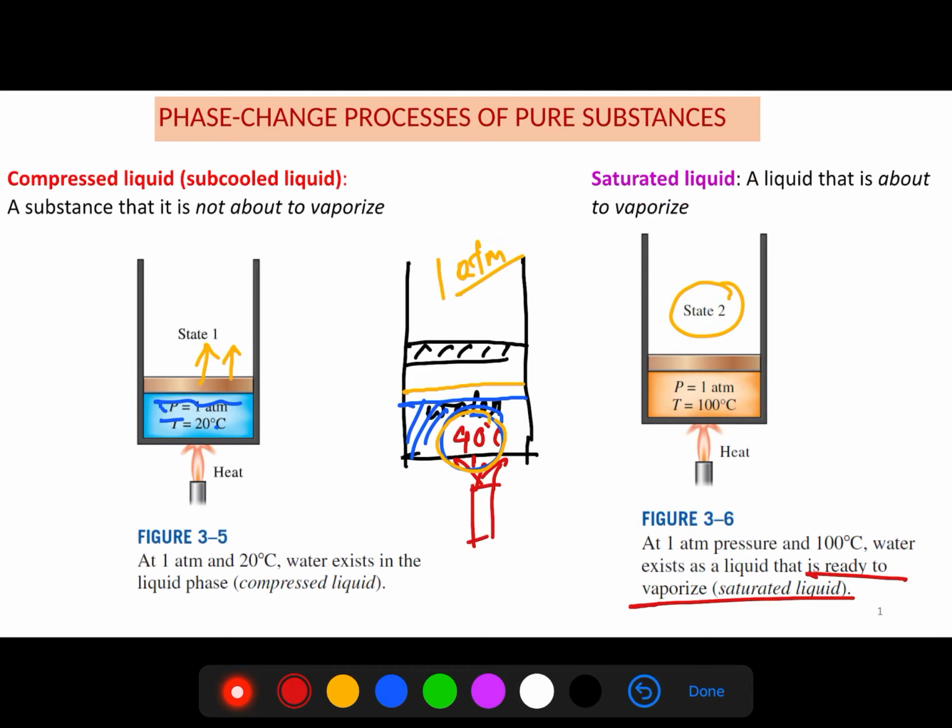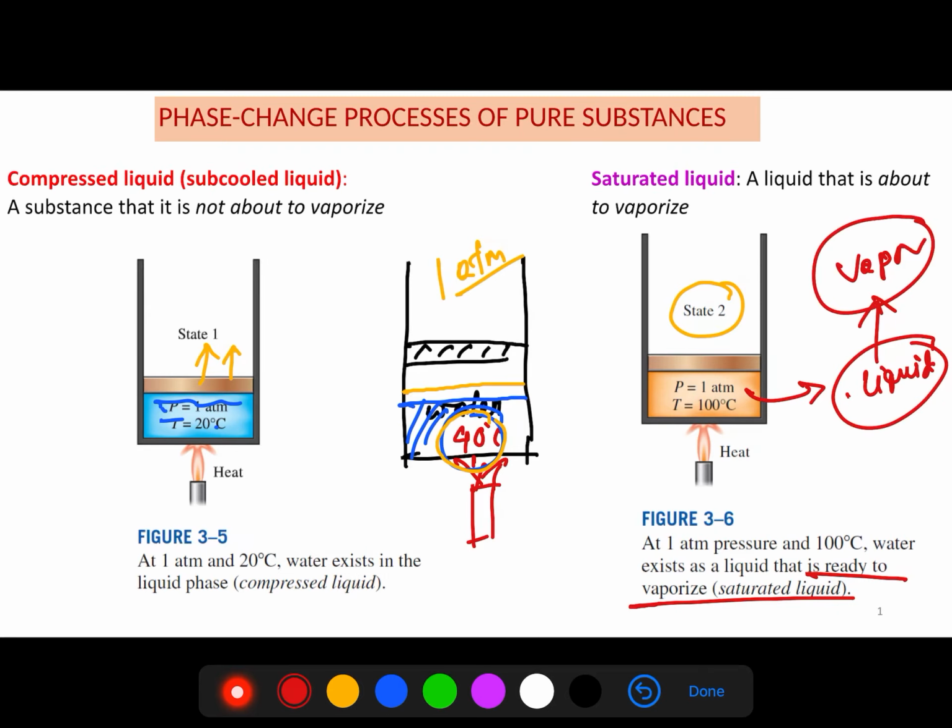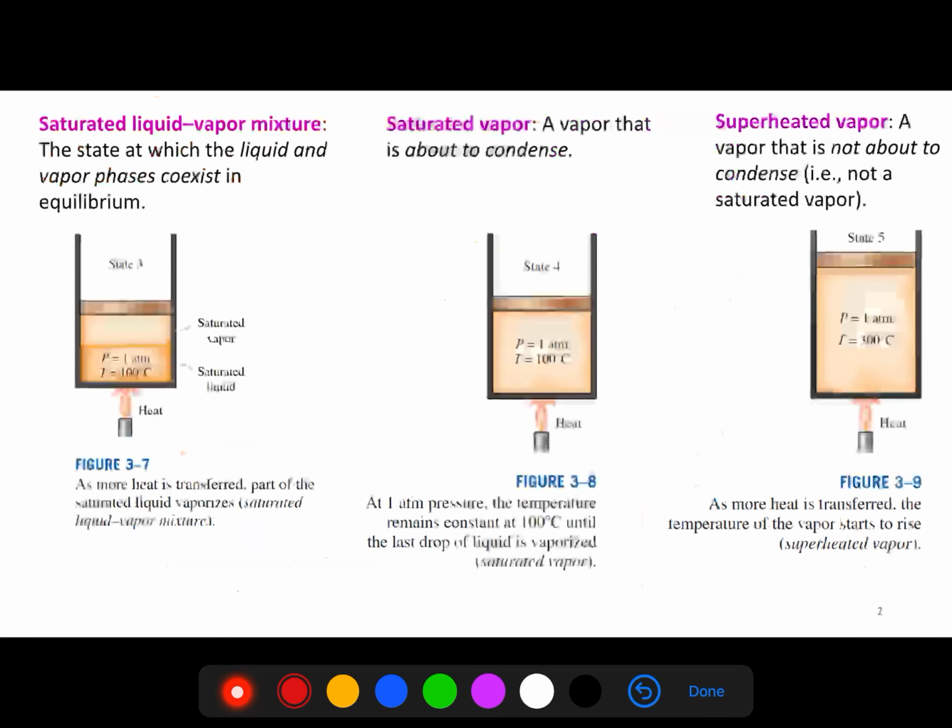At 100 degrees centigrade temperature, that's the situation where the phase change process will start. That means the liquid will start vaporizing. The liquid is one phase and the vapor is another phase, so the phase change will start here. Now if we move to the next slide, this is state 3. At 100 degrees centigrade and 1 atmospheric pressure, the boiling starts.